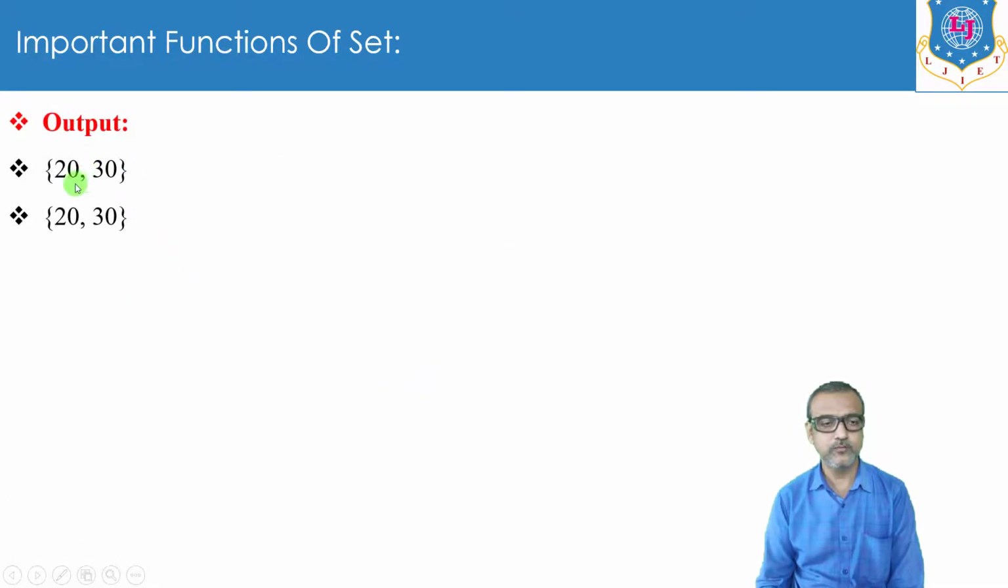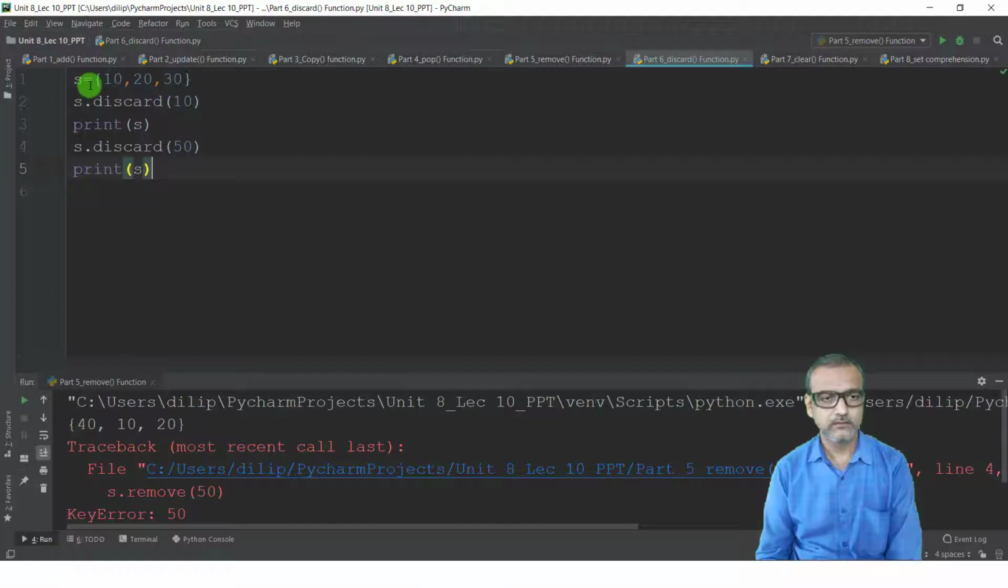So this is the output: 20, 30 for the first print s statement, and for the next print s statement again we have 20, 30. Now I will show you the output of this program in Python. See, I have written the same program over here. I will just run this program.